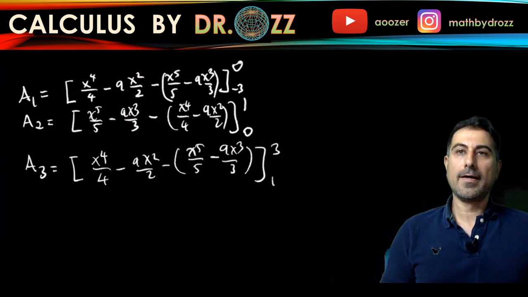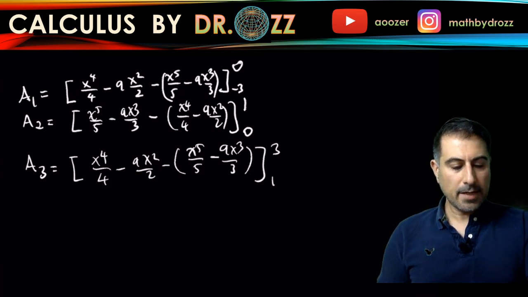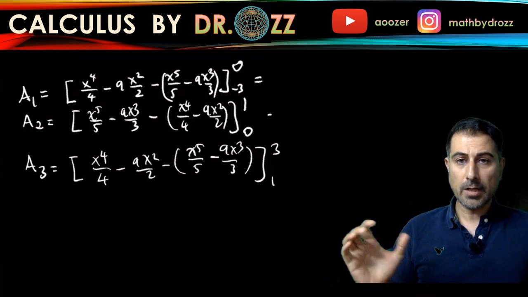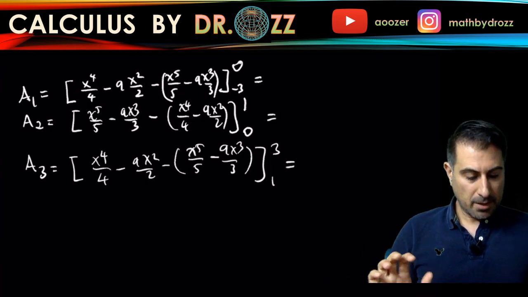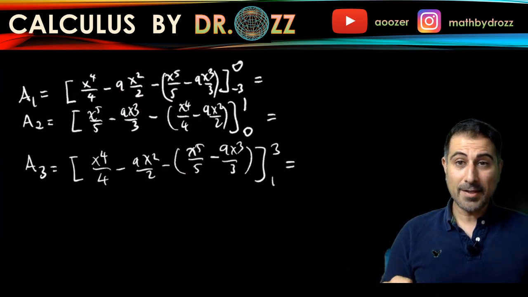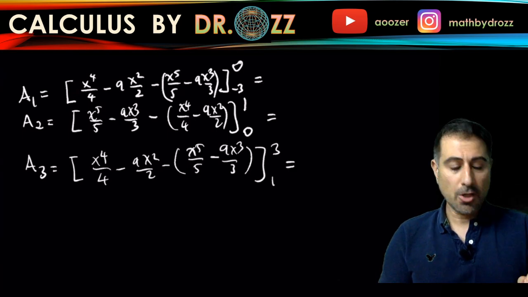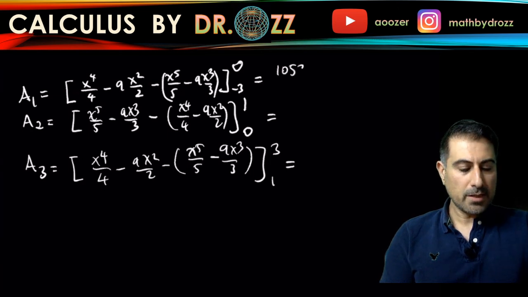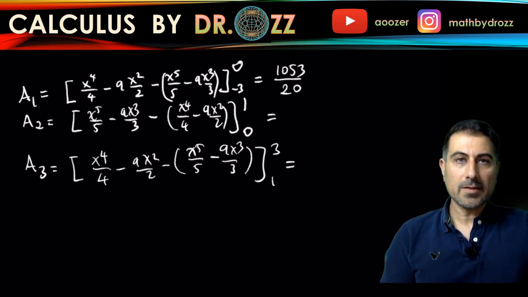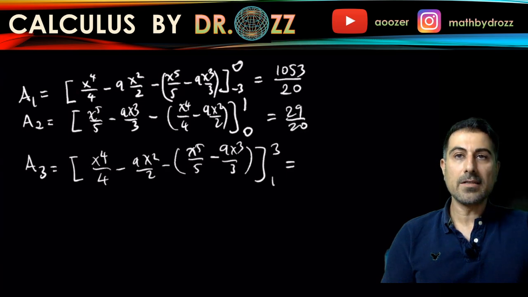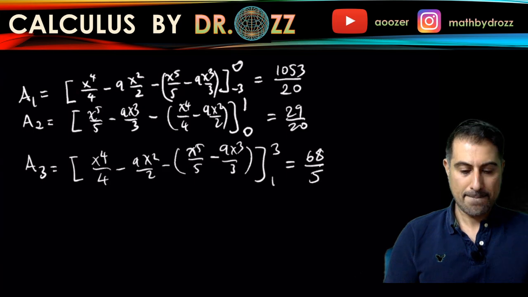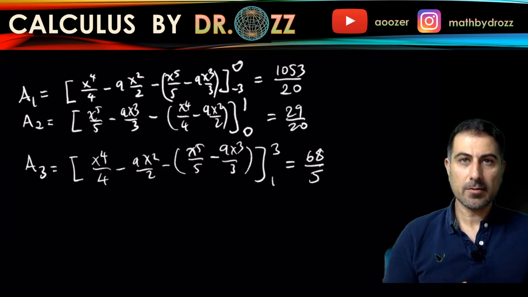Woohoo! So, go ahead and plug in upper limit and lower limit for each case, and you can pause the video and do your own calculation. But since this video is already too long, I'm just going to place the values in, and please double check those. So this is 1053 divided by 20, and 29 divided by 20, and then 68 divided by 5. Okay? Let me just double check everything. Yep, I think we're good.